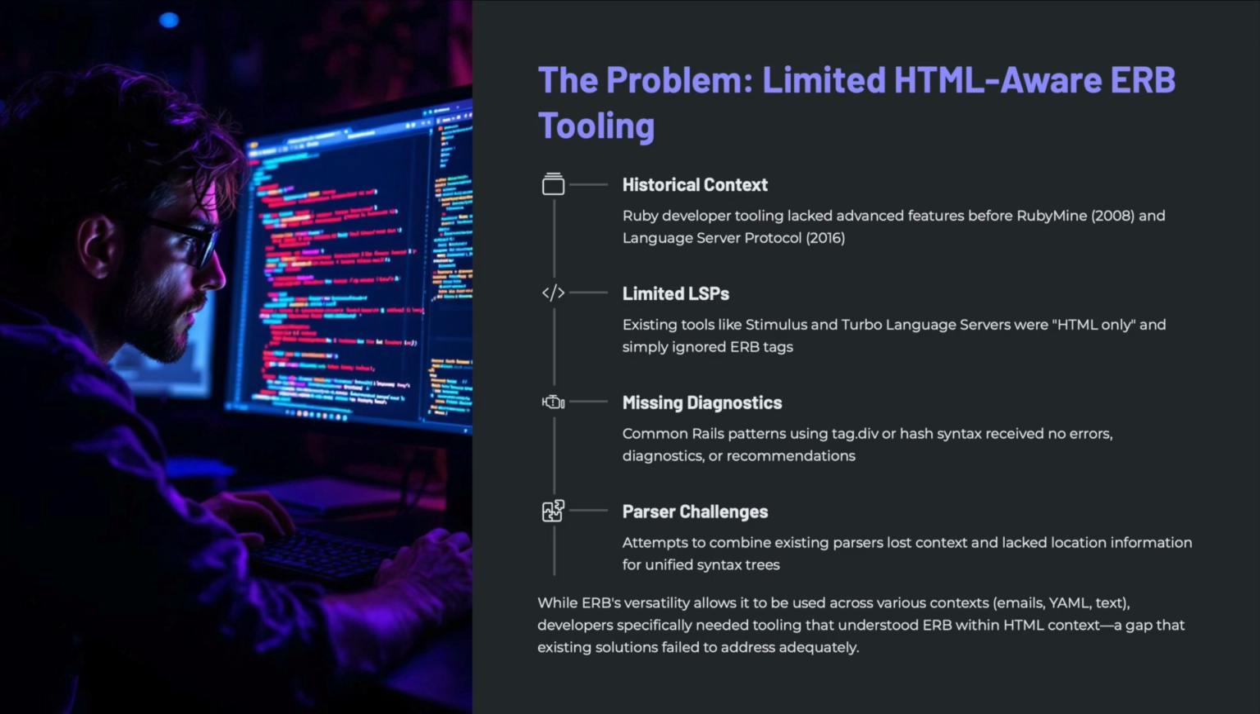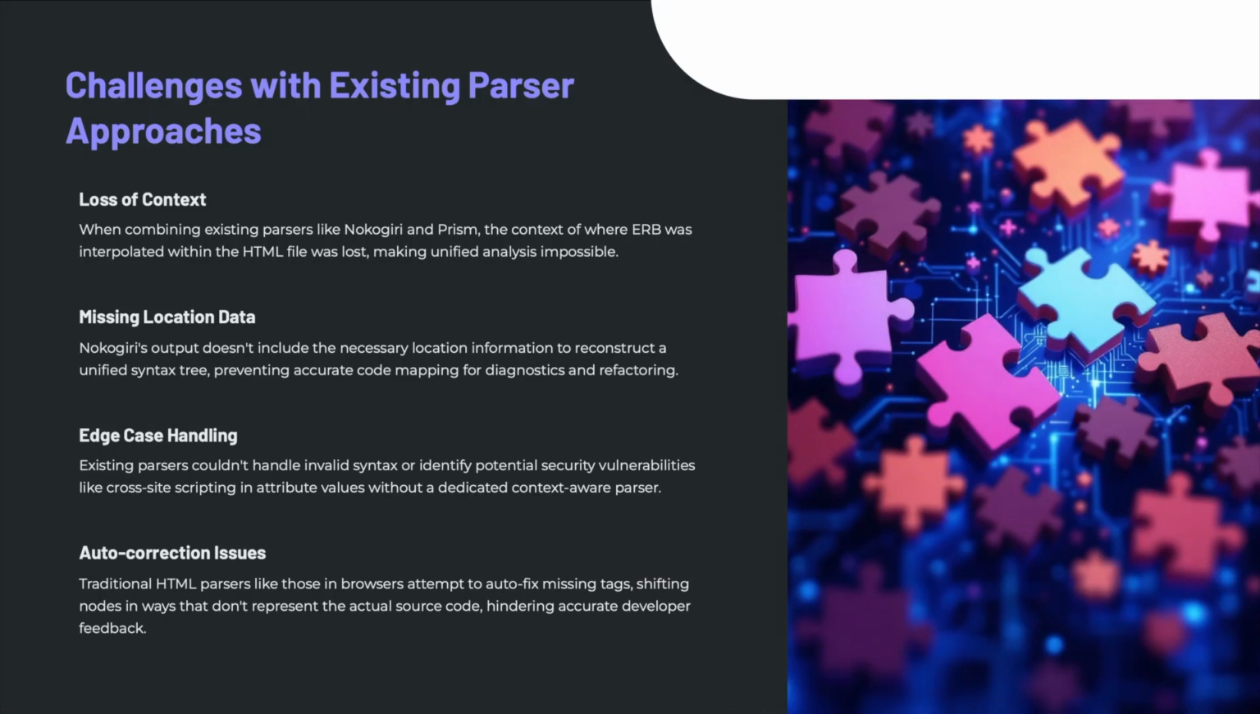Okay, so if I'm using standard Rails helpers like tag.div to make a div, or passing a Ruby hash for data attributes. Exactly. To those tools, that was just a chunk of Ruby inside <% %> or <%= %>. They couldn't parse it, couldn't figure out that it was actually generating HTML.